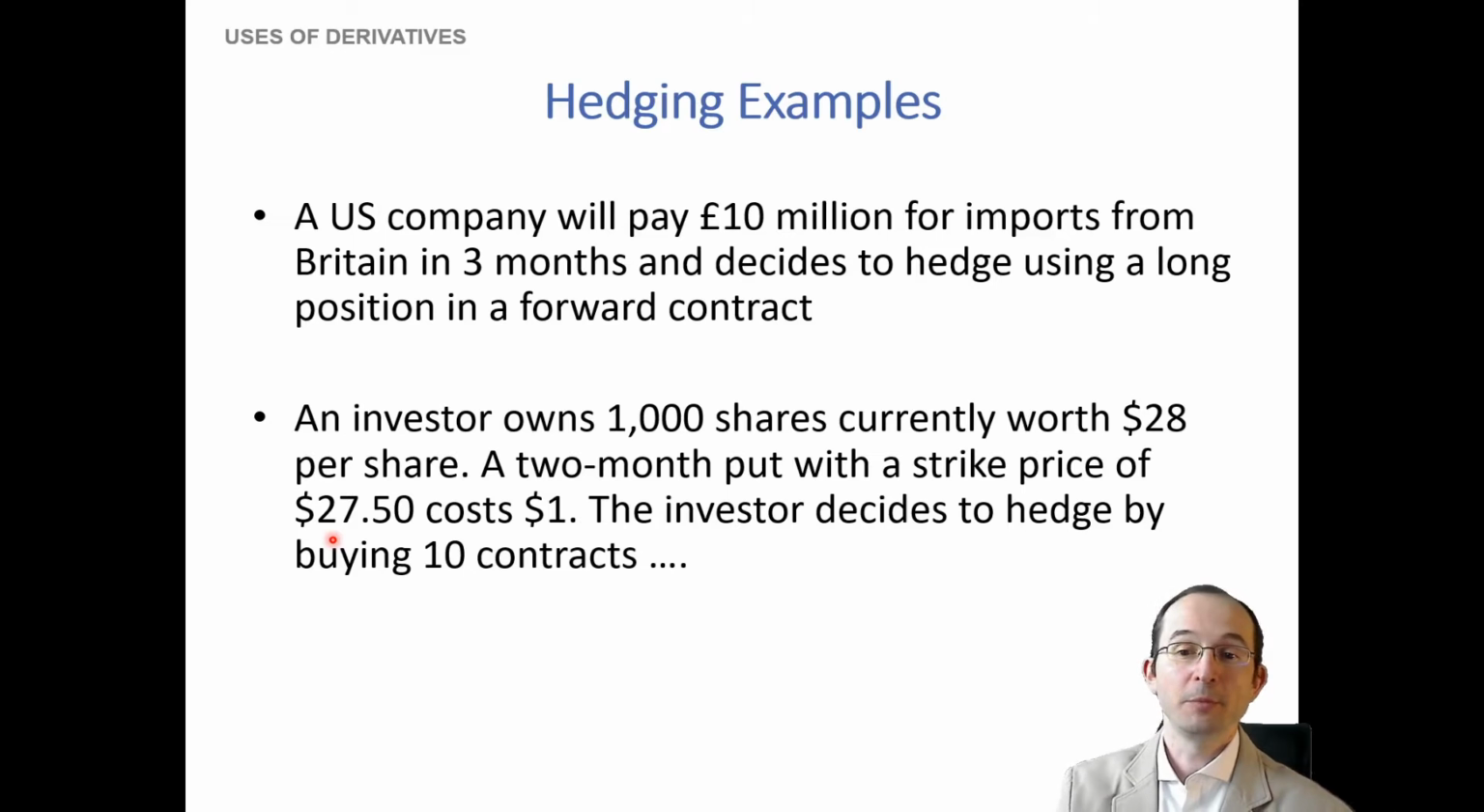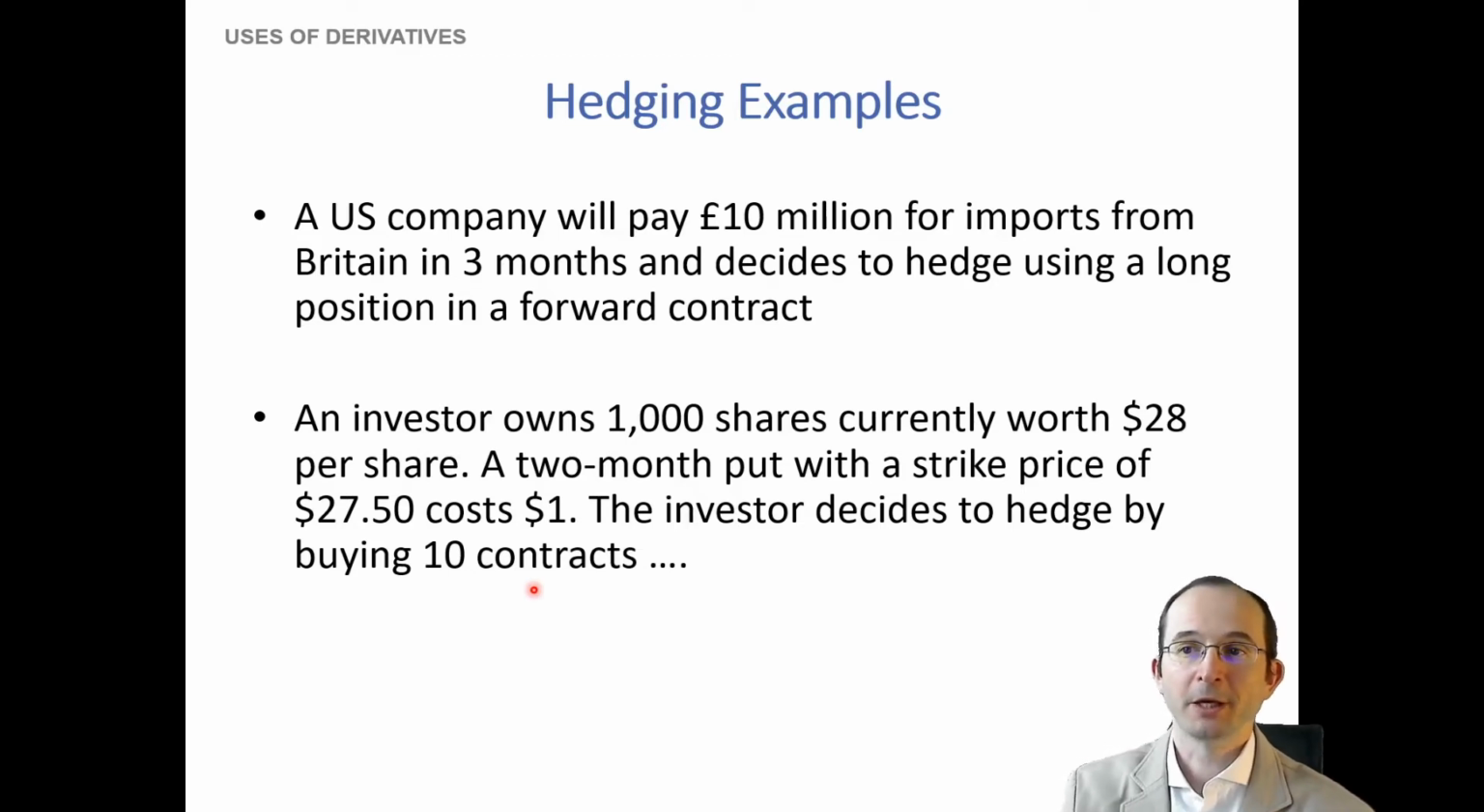The premium that you would pay for this right to sell your shares to somebody else for $27.50, effectively locking in a price floor for your shares of $27.50, would cost you $1 per share. And you can then make this hedge by essentially buying 10 option contracts, because remember, each option contract is for 100 shares. So you buy 10 of them, you are then fully hedged for that 1,000 share portfolio.